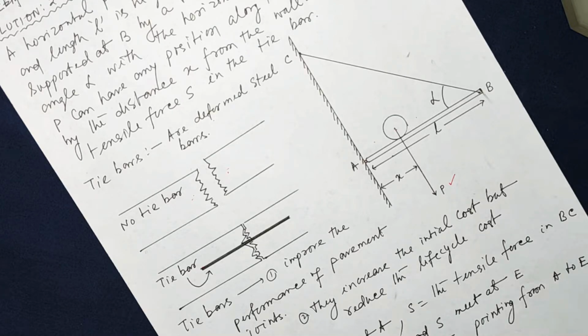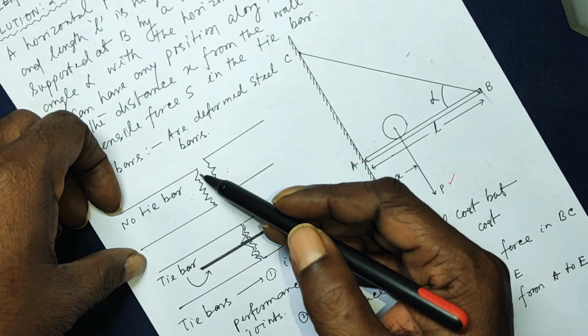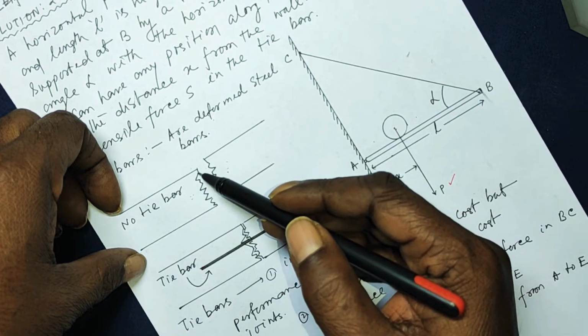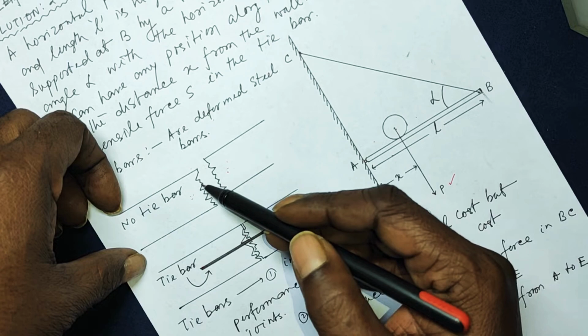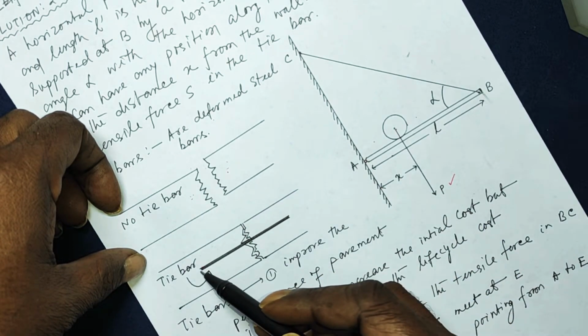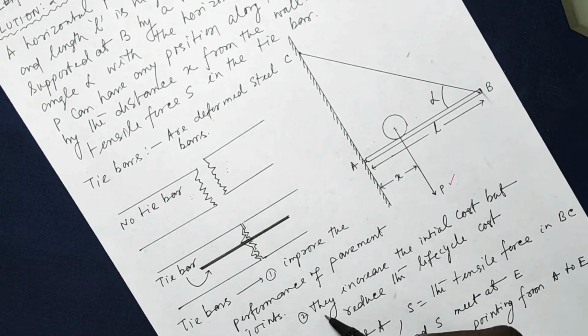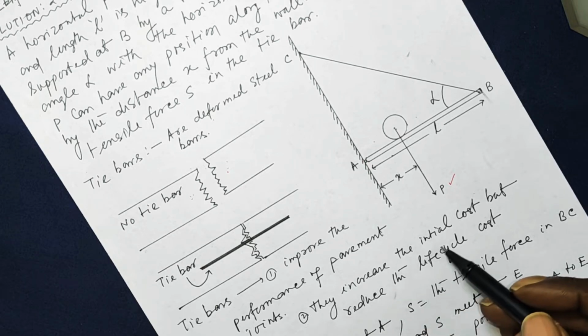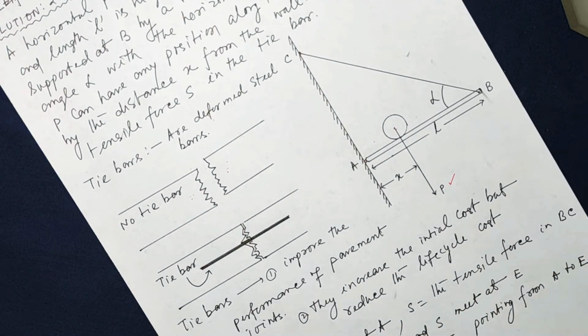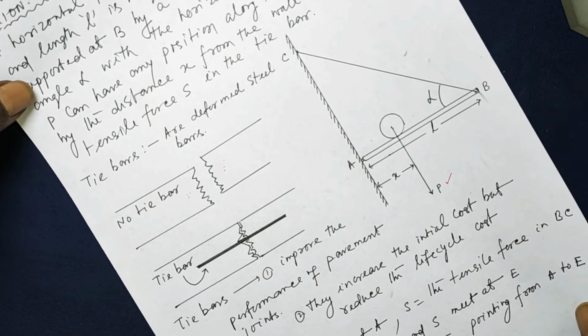So what do they do? Basically, they improve the performance of the pavement joints. This pavement and this pavement can be joined along this rough surface, and if they are connected by a tie bar, the joint will be better, the performance will be better. Initially the cost will be more, but in the long run the cost will be reduced. So they increase the initial cost but reduce the life cycle cost.